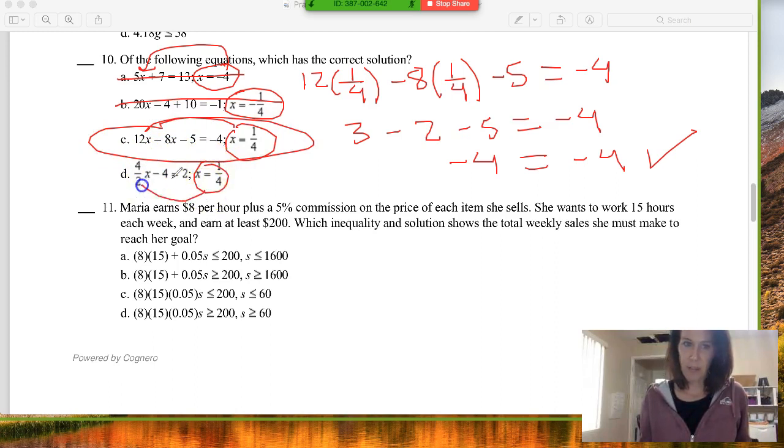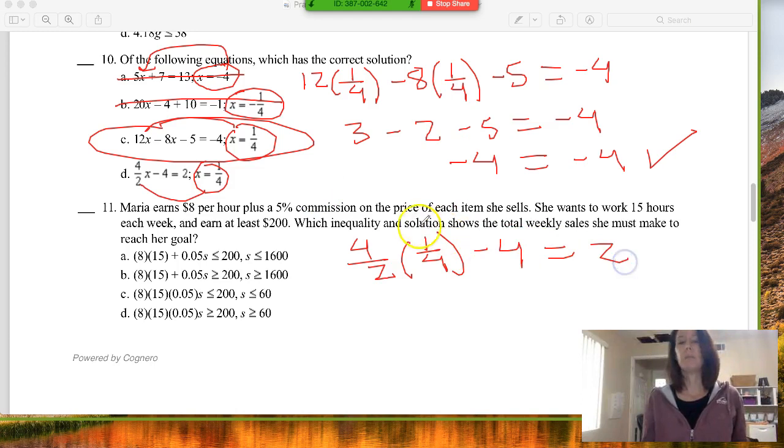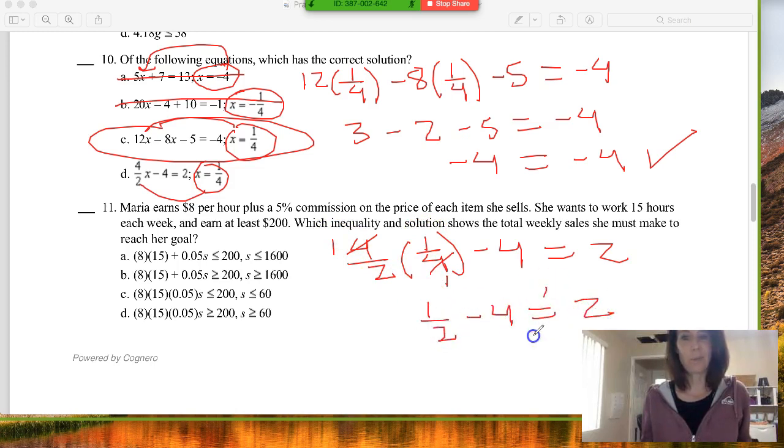Plug this in for x. We're going to go 4 over 2 times 1/4 for x. Then minus 4, does that equal 2? Well, let's do it. 4 halves times 1/4, well, the 4's cross cancel and become 1 and 1. So I'm left with 1/2 minus 4. That is not going to equal 2. I can already tell, because 1/2 minus 4 is negative 3.5. So that's a no.